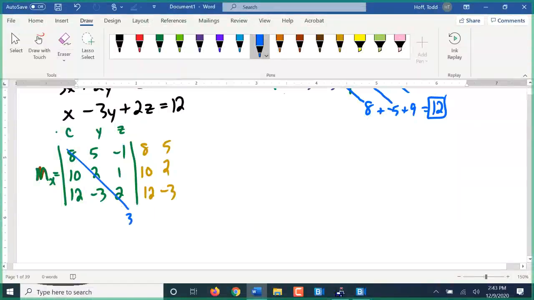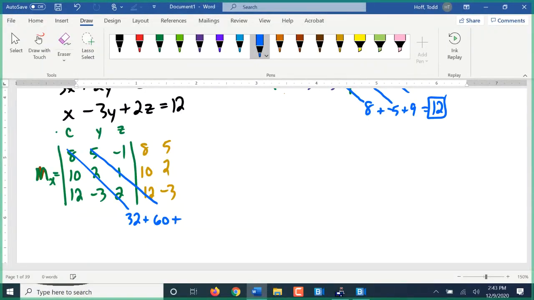And then we'll start our down diagonals. 8 times 2 times 2 is 32. Plus 5 times 1 times 12 is 60. Plus, well, -1 times 10 is a -10 times -3 is a +30. That adds up to 122.